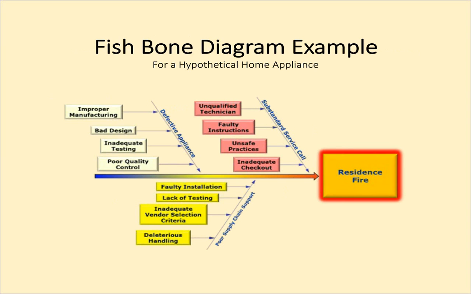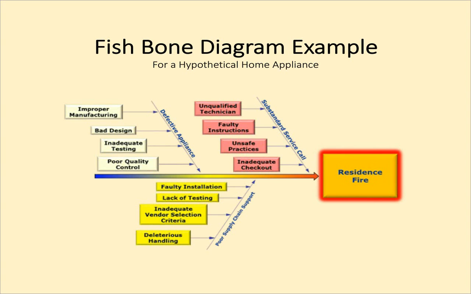And again, this is getting into failure analysis, but fishbone diagram. In this case, I've got a hypothetical home appliance that caused a residence fire. And you can see, I think, from the diagram why it's called a fishbone diagram. What you do is put in place, in this case, manufacturing possible defects, field service call factors that could have affected the result, and supply chain issues that could have created the issue.